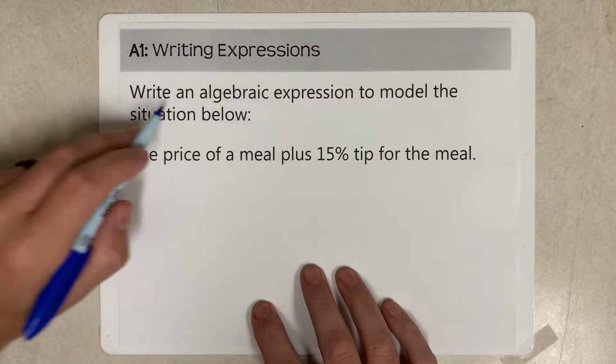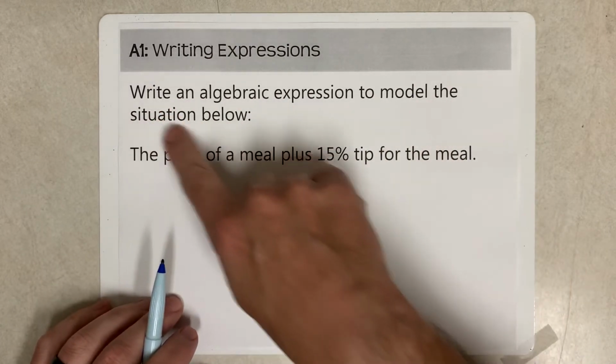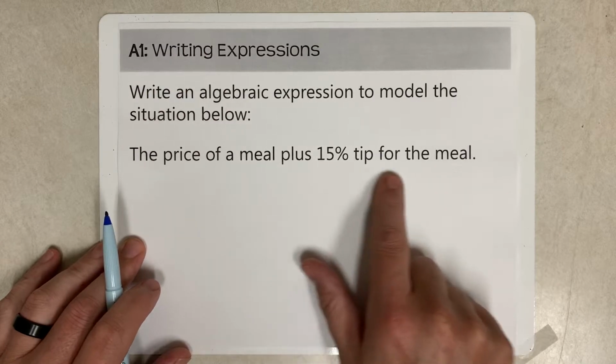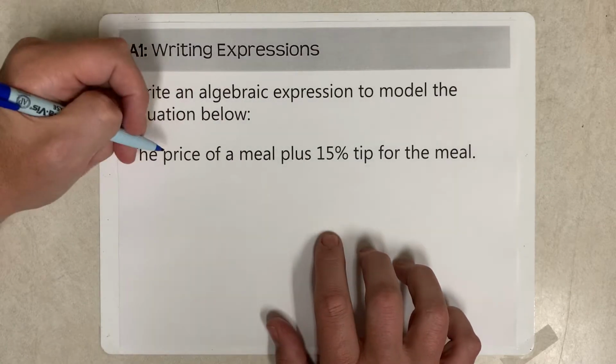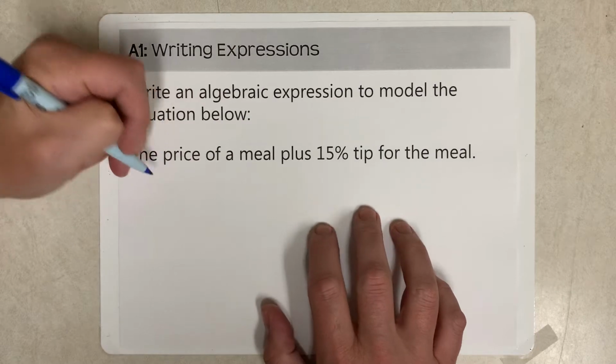We have: write an algebraic expression to model the situation below. Almost all of these will start like this. And so here's this one. The price of a meal plus 15% tip for the meal. So we have to write an expression for that. So the first thing you need to do is come up with a variable. And so if you want to say the price of a meal, probably P would be the way to go.